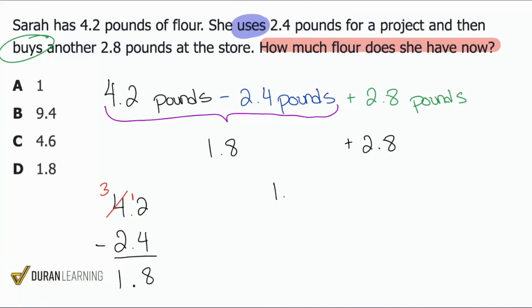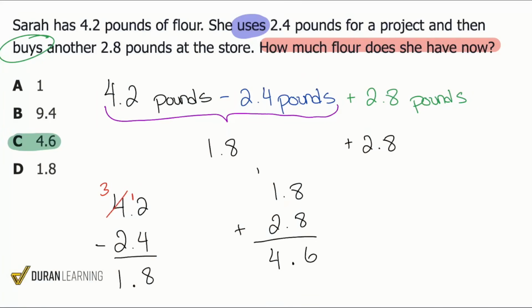And so if we go ahead and just line that up, it's pretty straightforward. 8 plus 8 is 16. And we'll carry that 1. Make sure to leave that decimal place lined up the right way. And then we have 1 plus 2. And that gives us 4.6. Booyah. There we go. So the correct answer here is going to be C, 4.6.